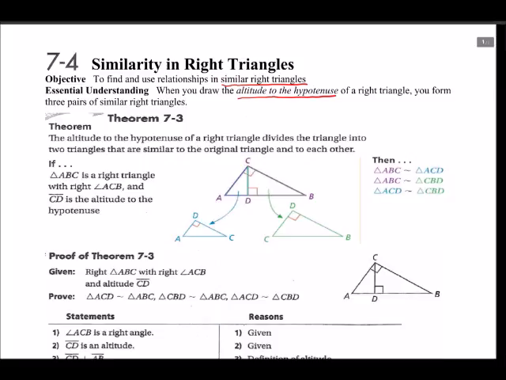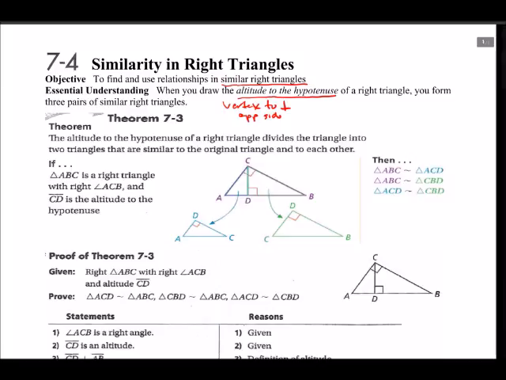And altitude goes from the vertex to perpendicular to the opposite side. All right, remember that definition? So we are going from the vertex to the hypotenuse. So we are going from the vertex that makes the right angle and taking that altitude to the hypotenuse. So let's look at our theorem here.